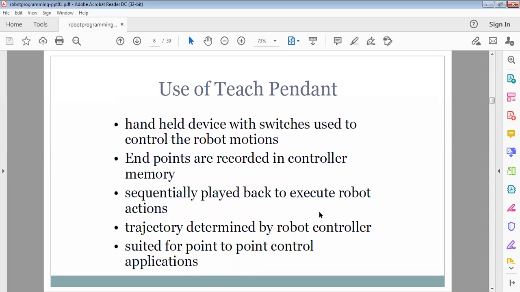So next, what are the uses of teach pendant? So how to use teach pendant? Okay, so teach pendant is a handheld device. It consists of switches, okay, which are used to control the robot motions. It is a handheld device and it has a set of switches, which we can use to control the robot motions.